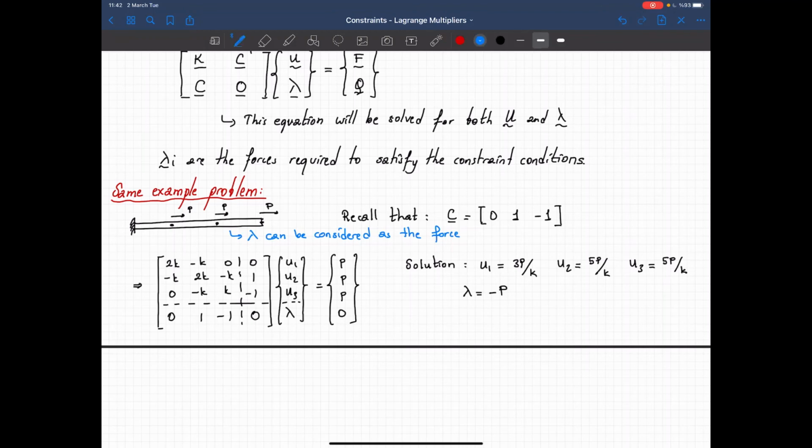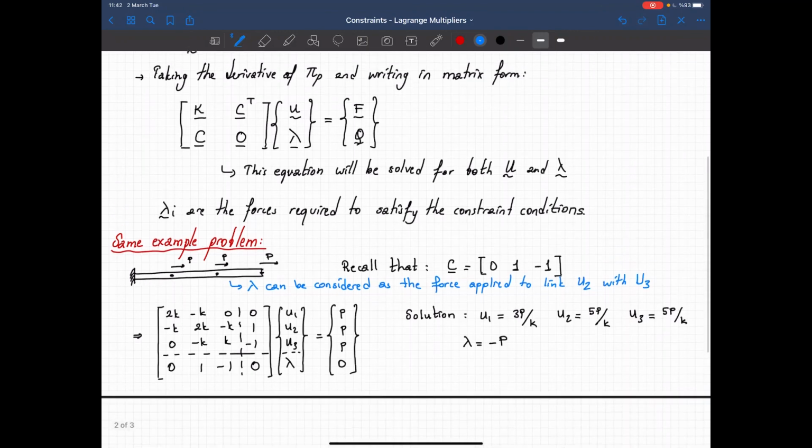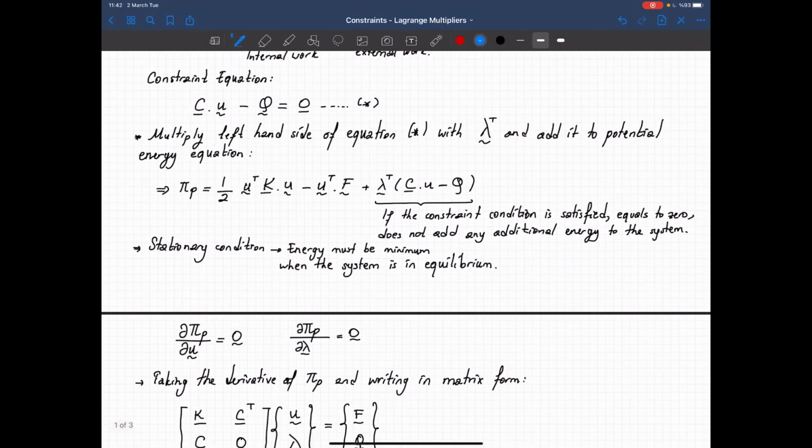So we can say that lambda can be considered as the force applied to link U2 with U3. So basically in this type of formulation, this lambda will give us some pseudo forces within the system that helps us to satisfy the given constraint equations.